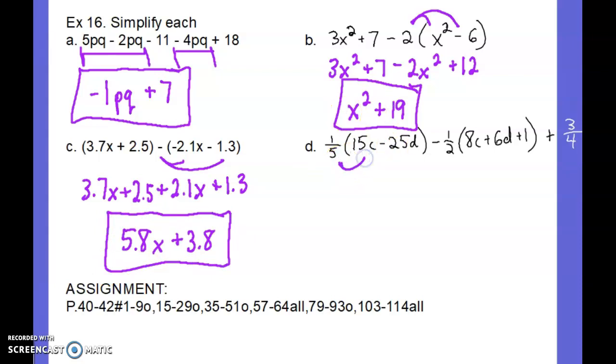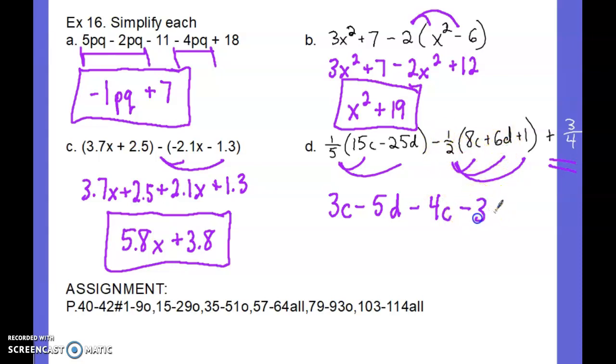This one, and you'll notice sometimes I do goofy things like this, like I ran out of room, so I just put plus 3/4 on the outside. Anyway, 1/5 of 15 is 5. Nope, that is not right. Thanks for checking my work. 1/5 of 15 is 3c minus 5d. Half of 8 is 4c. Notice that the negative is being distributed in there. Negative 3d, and then that would be minus 1/2.